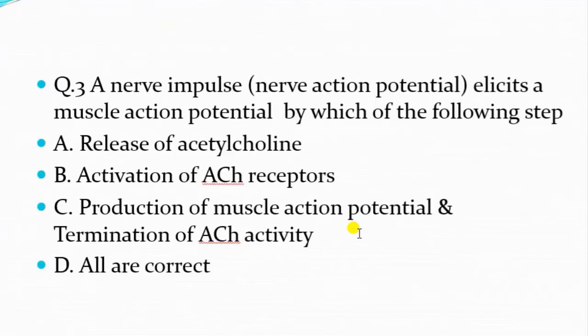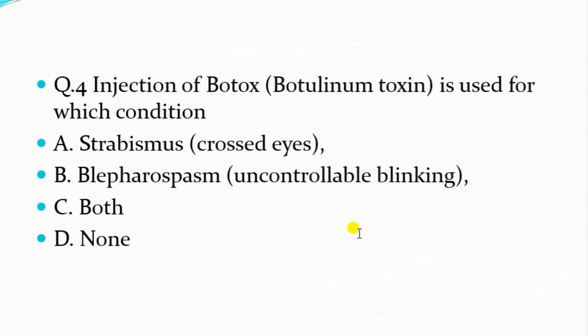Question number 3, as nerve impulse elicits a muscle action potential by which of the following steps? A, release of acetylcholine. B, activation of acetylcholine receptor. C, production of muscle action potential and termination of acetylcholine activity. D, all are correct. Question number 4, injection of Botox, botulinum toxin, is used for which condition? A, strabismus. B, blepharospasm. C, both of these, and D, none of these.